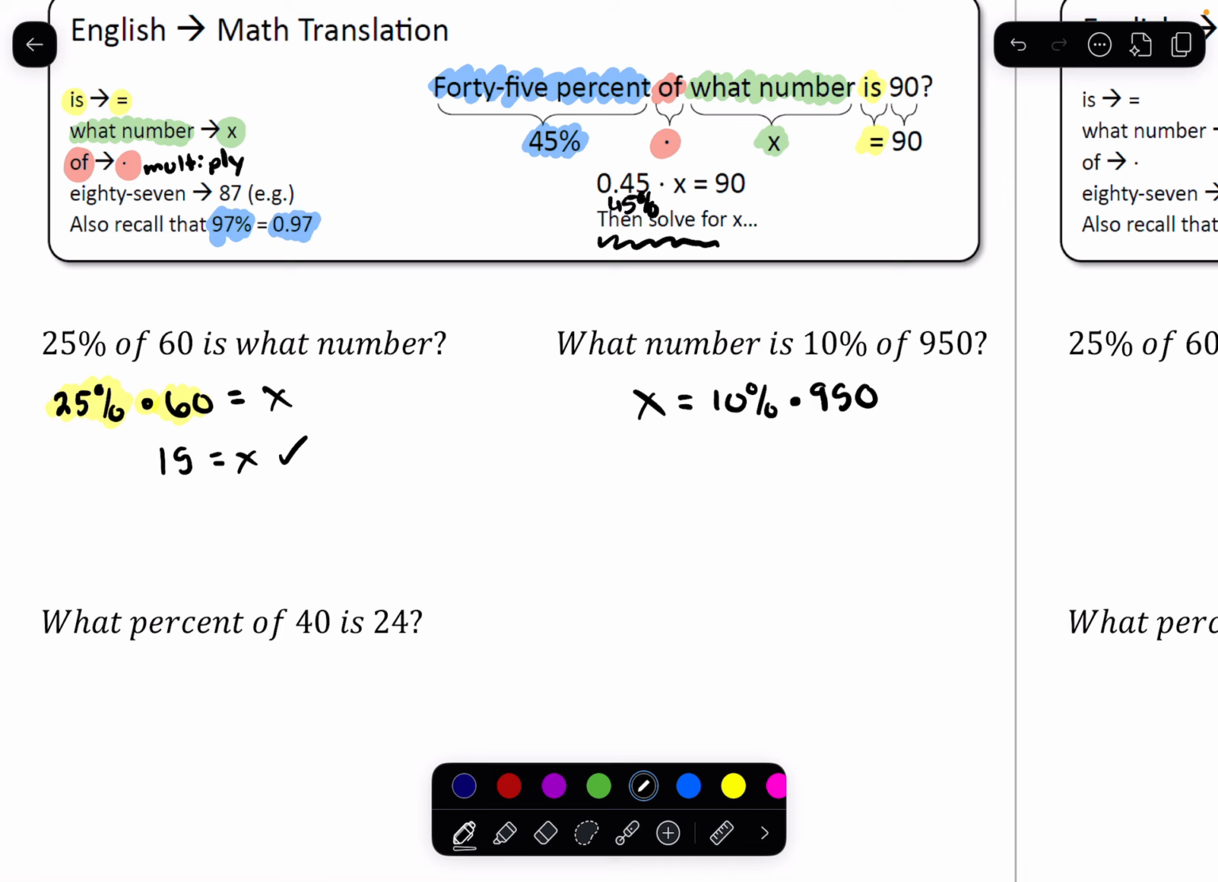All I have to do is type the right side into my calculator. 10% multiplied by 950. That leaves you with X equals 95. Now, if you don't have a percent button, you could have typed 0.10 multiplied by 950, and that's going to give you the same thing. It's going to give you the same 95 that it gave you with the percent symbol. All right.